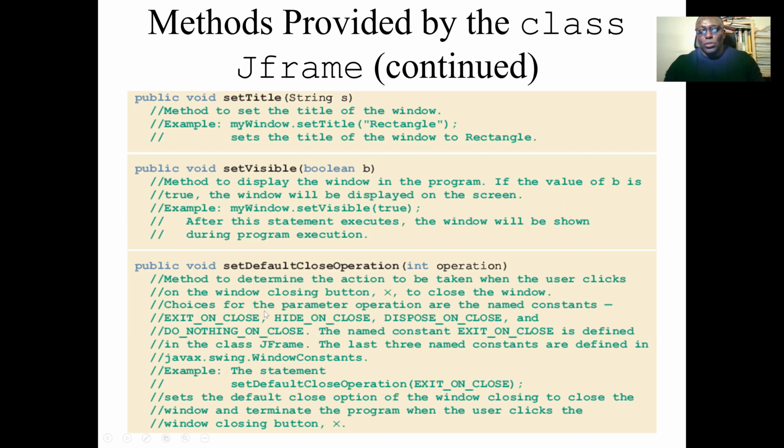To close the window, there are a few choices I give you. Exit on close, which means if I click on the X button to close the window, it will also exit. Or hide on close, which will hide the window, or dispose on close. Or do nothing on close, so when we click on it, nothing will happen. So in our example here, we set the default close operation to exit on close.